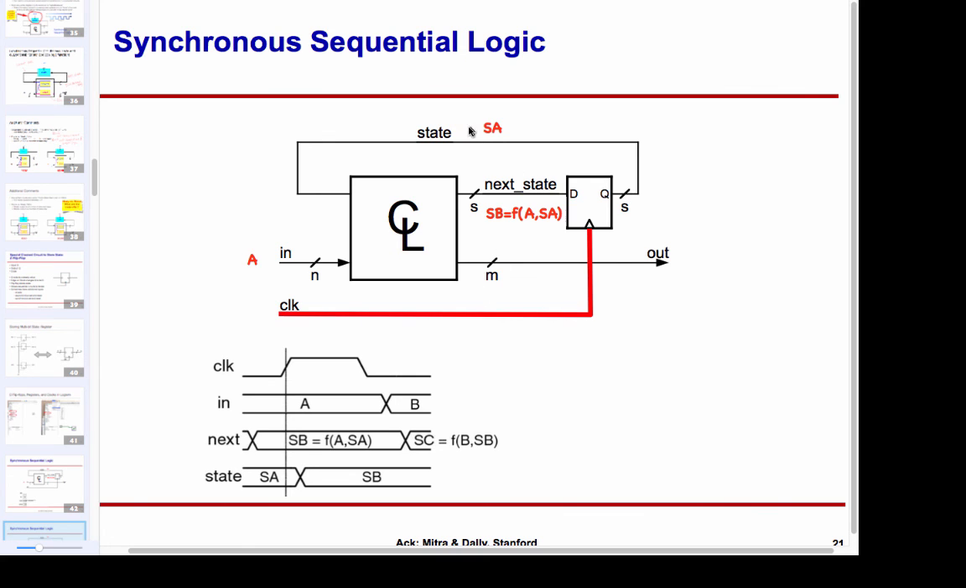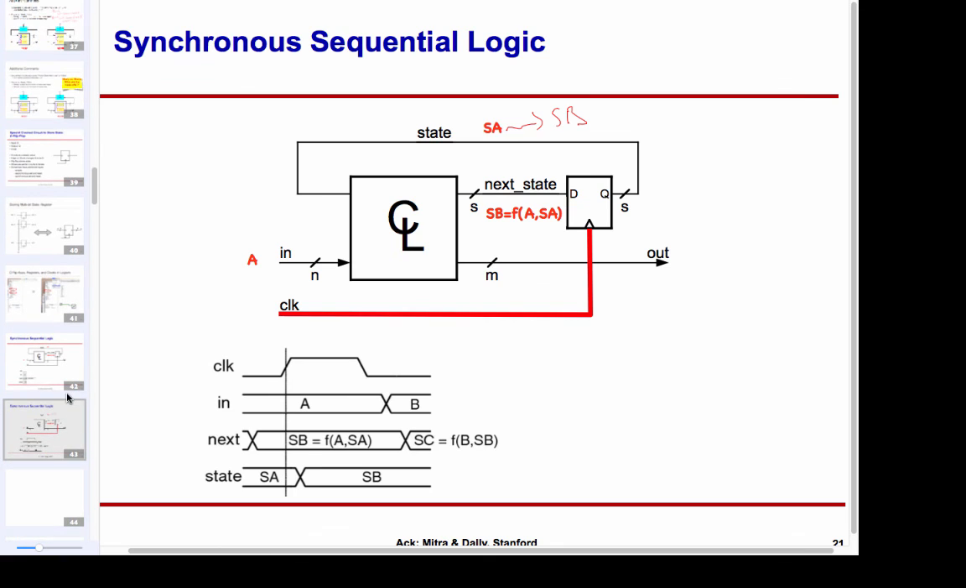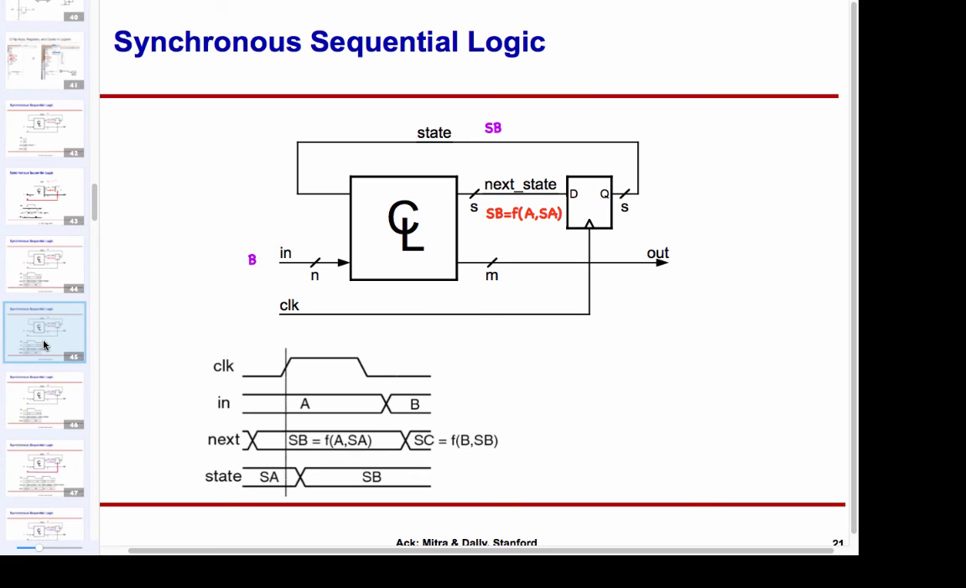Okay, so now the state will become SB. After a short while, SA will move to SB, and then this process will repeat. What will happen next is this becomes SB after a short while. Then a new input comes, B. See out here, after a short time, B arrived. Now the whole process will repeat itself.